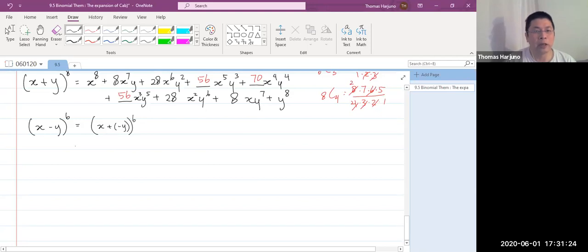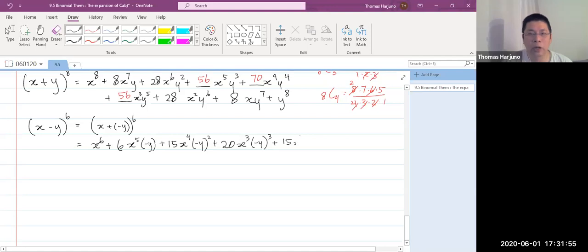That's how we will see it. And then the expansion will be x to the 6 plus 6 times x to the 5th negative y to the 1 plus 6 choose 2, that's 15, 15 x to the 4 negative y squared plus 6 choose 3, 20 x cubed negative y cubed, and then 15 x squared negative y to the 4 plus 6x negative y to the 5th plus negative y to the 6.